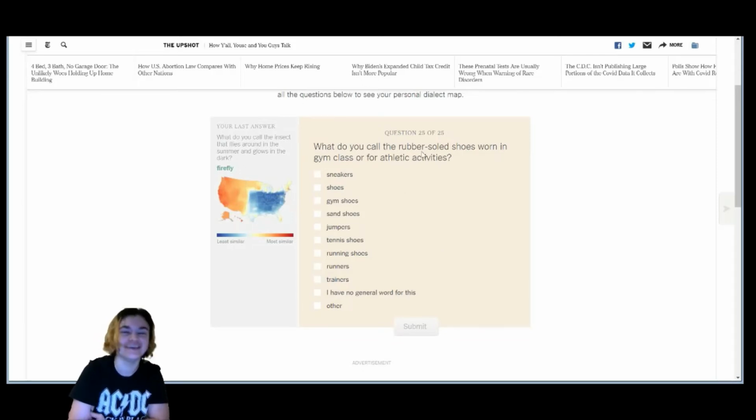No, I'm just kidding. So, the rubber sole shoes worn in gym class or for athletic activities are sneakers. Tennis shoes are for tennis. Gym shoes are for gym, but usually we just use sneakers. I don't know what a sand shoe is. Jumpers, I never heard that. Running shoes are used for running. You gotta put your Nikes on. Runners, you know. Trainers are kind of for athletic activities, too. But we always just, you know, sneakers.